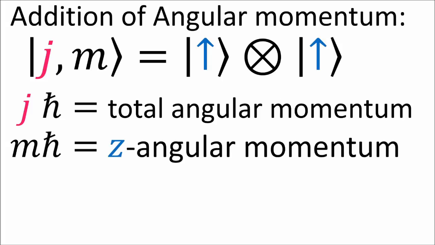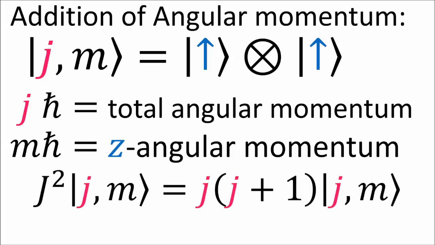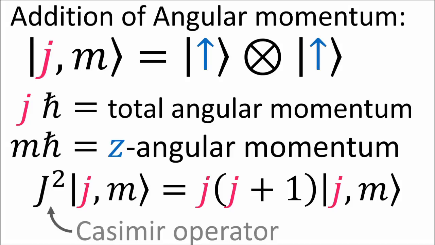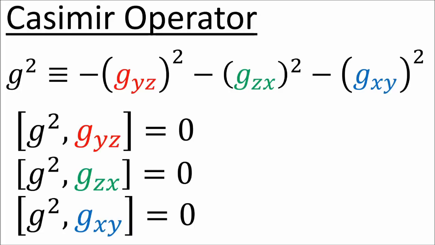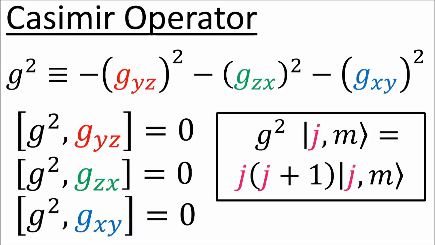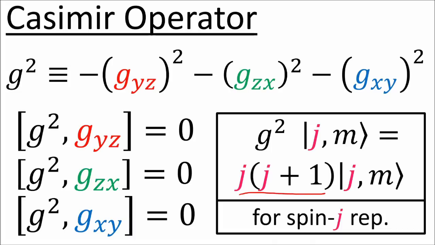In physics, these are both multiplied by h bar. We usually use an operator associated with the square of the total angular momentum in quantum mechanics. This operator is also called the Casimir operator by mathematicians, and in my videos I've been denoting it as g squared. This operator commutes with all of the elements in the Lie algebra, and when it acts on the state, it returns j times j plus 1, where j is the spin number for the representation that state belongs to.